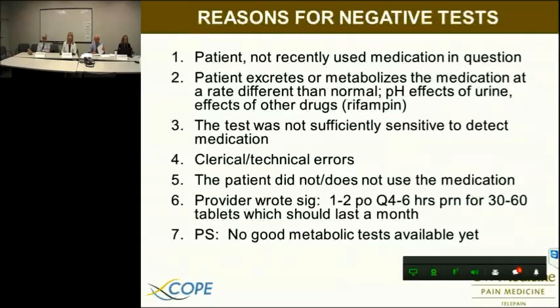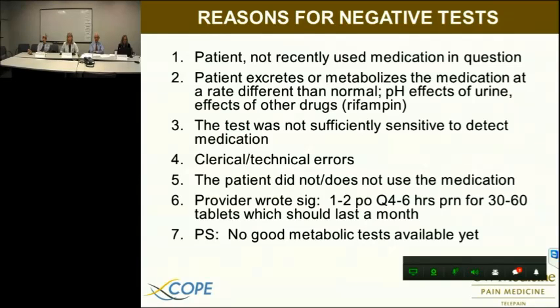Why would you have a negative test? The patient not recently using the medication. They may excrete or metabolize the medication at a different rate than normal, and there are some drugs that can have an effect on that, especially rifampin. The test was not sufficiently sensitive to detect the medication. That's the case for fentanyl. Here I'm getting at immunoassay versus confirmatory testing. And always, we need to keep in the back of our mind, this is a laboratory test. Tests can go awry, and is there a clinical or technical error? I think most of the time we just assume the test results are right, but we need to think about this in the back of our mind.